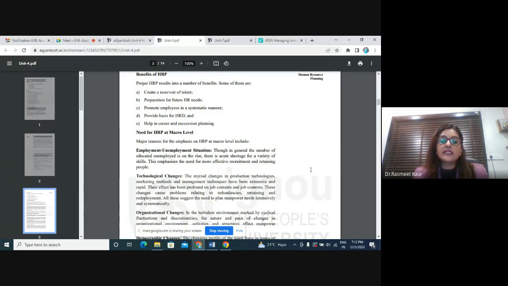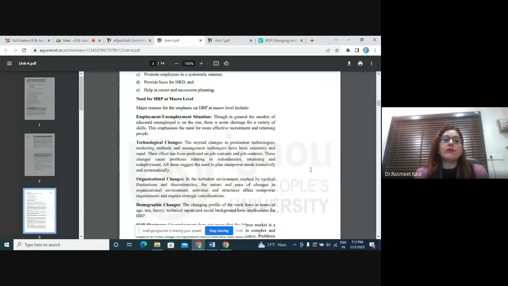We will discuss it at both the levels, that is macro and micro level. Macro basically means when I'm talking about the industry level, I'm talking about the nation's level. So the need for doing HRP at macro level is it gives you an understanding about the number of educated or unemployed people, where there is a shortage, or where you have people who have a variety of skills. So it gives you an emphasis on understanding the employment and unemployment situation of that particular nation at large.